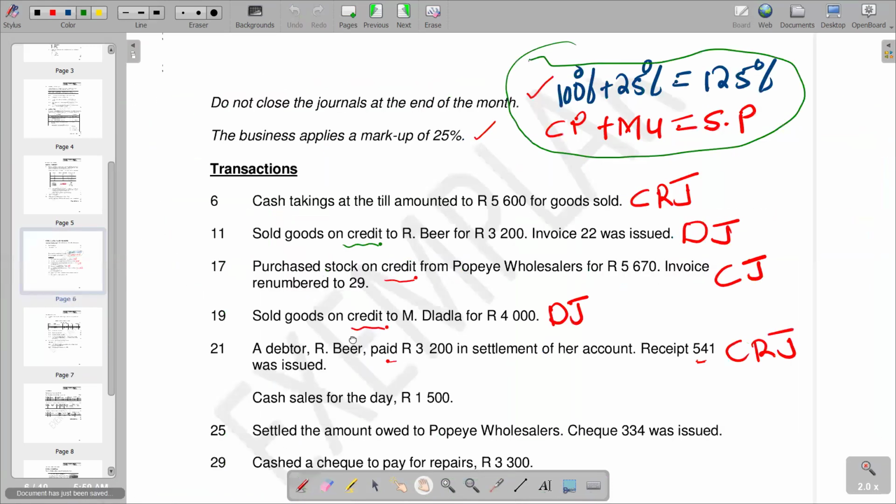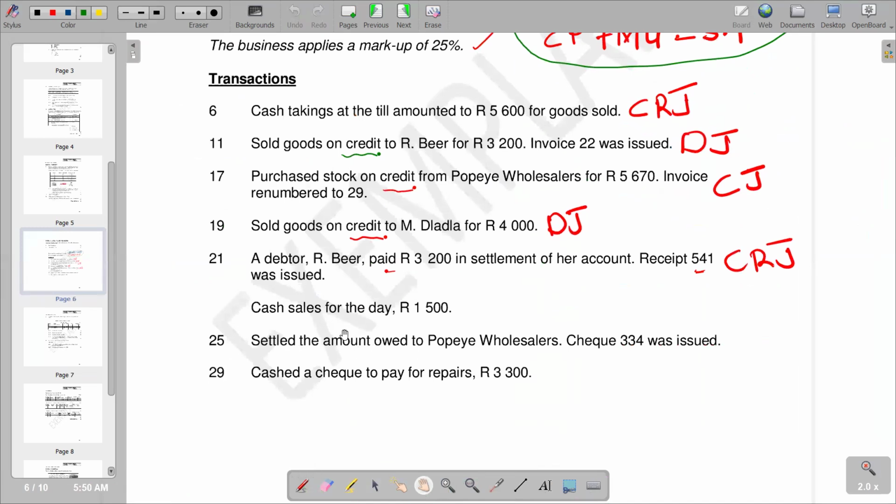our next transaction, which is now on the 25th. It reads settled. On the same transaction of the 21st, we are told that cash sales for the day we have 1,500. You were told that RBA paid 3,200 settlement of the account, so receipt 541 was issued. Since we are told that cash sales is 1,500, this 1,500 is part of our 3,200.